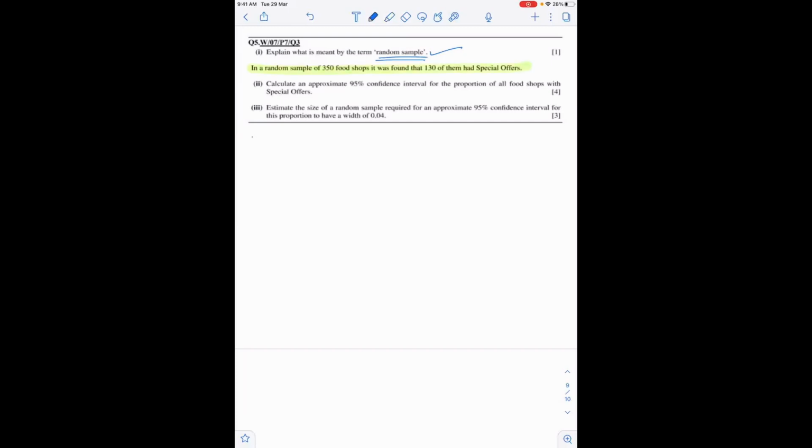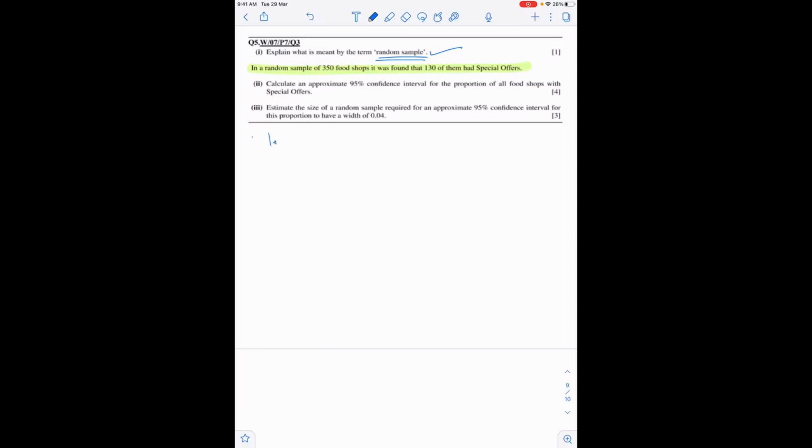Yes. In a random sample of 350 food shops, it was found that 130 of them have special offers. Calculate an approximate 95% confidence interval for the proportion of all food shops with special offers. And I've noticed that in all these questions, they use the word proportion, so that we know that instead of using the mean value formula, we have to use this formula.